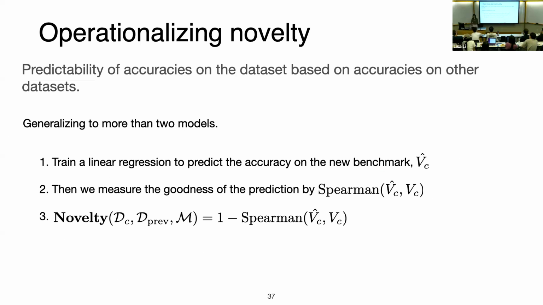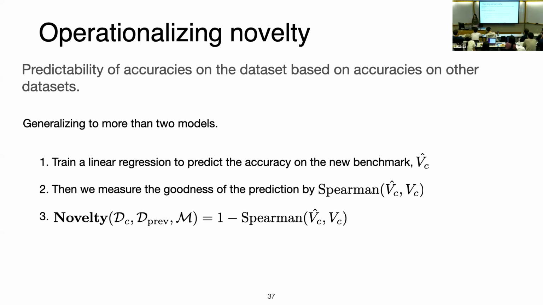So we'll first train a linear regression to predict the accuracy on the new dataset V_c from existing sets of accuracy vectors. And then we will measure the goodness of the prediction based on the Spearman correlation. And finally, we report novelty as 1 minus the Spearman correlation between the prediction V hat and the ground truth V_c.